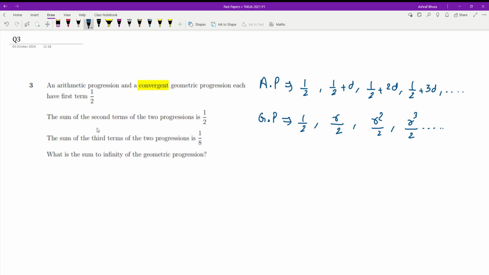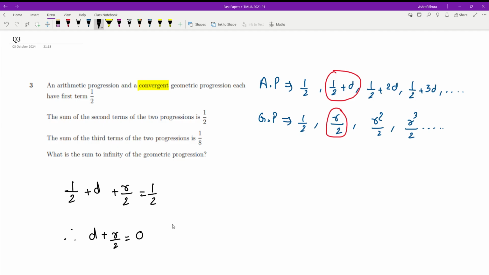Now according to the first statement, the sum of the second terms of the two progressions is 1/2. So the second terms are 1/2 + d plus r/2. So 1/2 + d + r/2 should be equal to 1/2. Therefore, d + r/2 equals 0. Hence r is equal to negative 2d, or if we write in terms of d, d is equal to negative r/2. Okay, so this is the first equation we got.